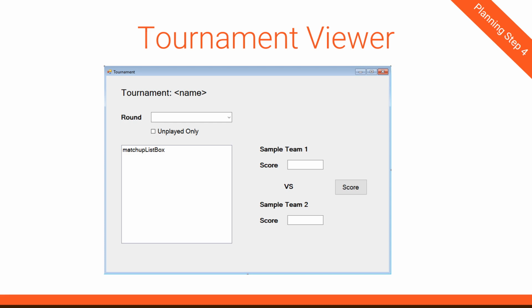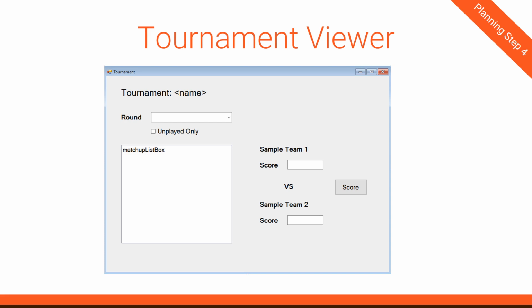Again, at this part of the process, we don't care how the information got here. We don't care about what the back end's going to look like. We just want to look at user interface layouts. So pretend like the rest doesn't exist and you're just developing cool screens. So we have the tournament name.